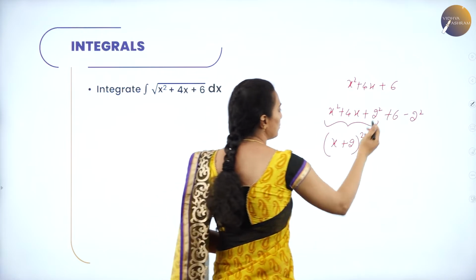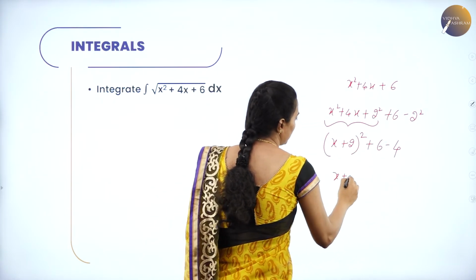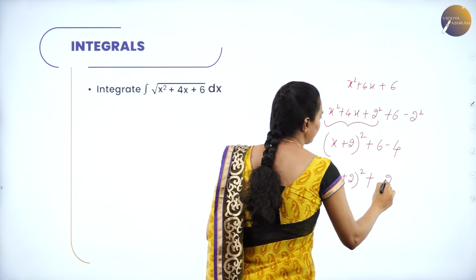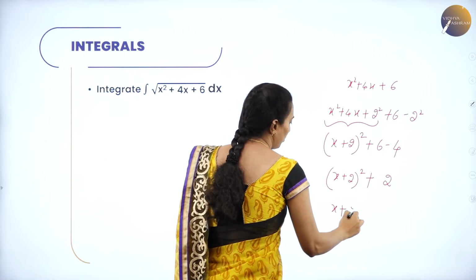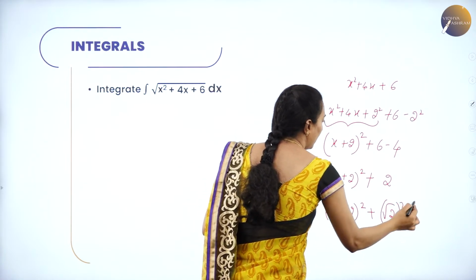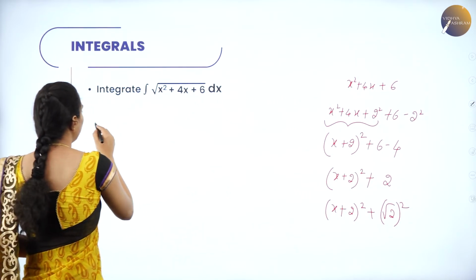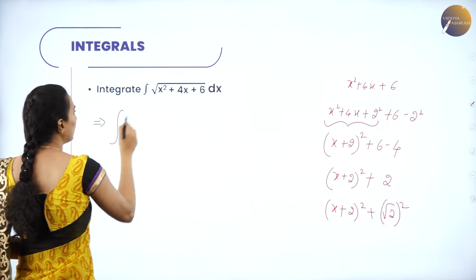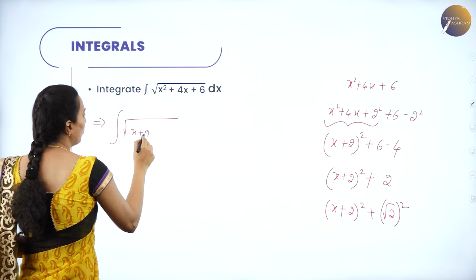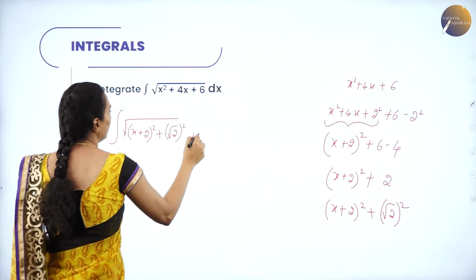Now 6 minus 2 squared, what is that? 6 minus 4. So therefore x plus 2 whole squared plus 6 minus 4, which is nothing but 2. Now otherwise, x plus 2 whole squared plus root 2 whole squared you can write. Why? I want to write it in the form of x squared plus a squared. So I can write this as the integral of under the root of x plus 2 whole squared plus root 2 whole squared into dx.